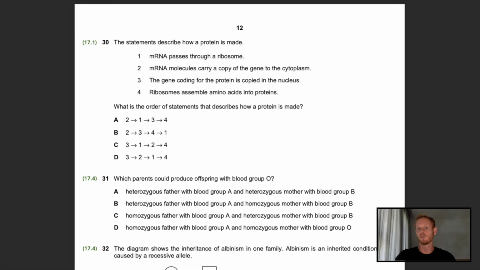What is the order of statements that describes how a protein is made? So firstly, the gene coding for the protein is copied in the nucleus. mRNA molecules then carry a copy of the gene into the cytoplasm. The mRNA then passes through a ribosome, which assembles amino acids into proteins. So the correct answer is D, 3, 2, 1, 4.